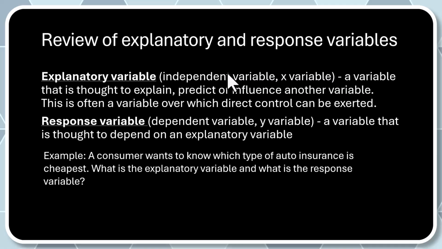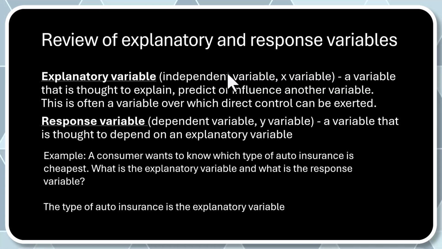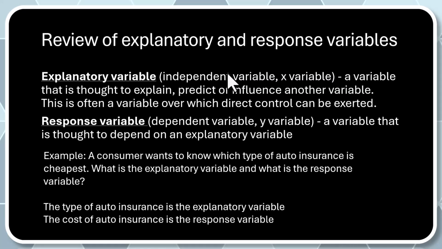Last but not least, a consumer wants to know which type of auto insurance is cheapest. What is the explanatory variable and what is the response variable? So the type of auto insurance would be the explanatory variable. So again, you have direct control over this. You can choose, usually, right, who you give your business to. Who do you pay for auto insurance? You don't have control over how much they charge you.